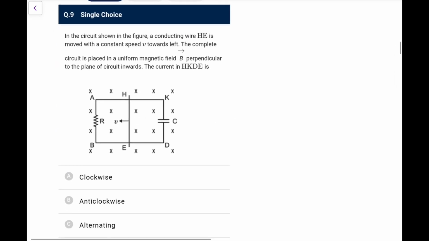Now in the circuit depicted in the figure, a conducting wire HE is moved with constant speed V towards left. The complete circuit is in a uniform field perpendicular to the plane inwards. The current in HKDE is, okay, this HKDE is. So what will happen now? First of all, because it is moving, it is perpendicular, so V cross B, if you do it, it will act as a battery like this. This V will be inward, so EMF would be equal to BVL. So this EMF is constant, so the potential difference across this capacitor will also remain constant, so its charge remains same, so no charge will flow.